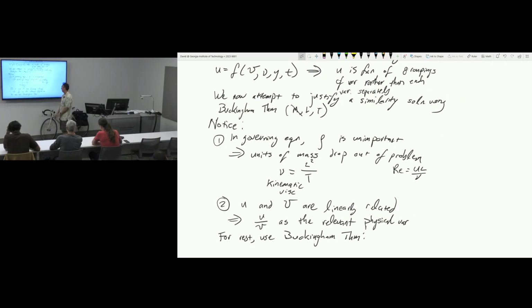U is the position and V is the velocity. Oh no, u is the velocity of the fluid, a function of y and t, and v is the velocity of the bottom plate. Oh, yeah, v is like a constant.